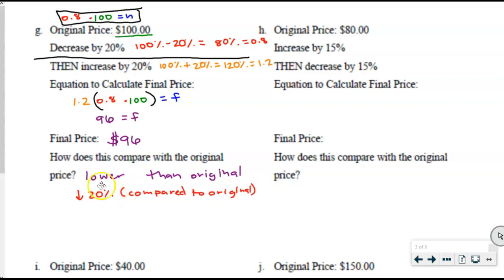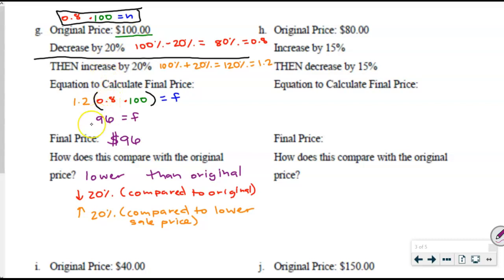However, in the very next step, when I'm increasing at 20%, I'm increasing the 20% as it compares to the lower sell price, not to the original. That's why we're seeing that interesting behavior there, that it's lower than the original. It is not asking for it, but I want us to follow that same sort of procedure.